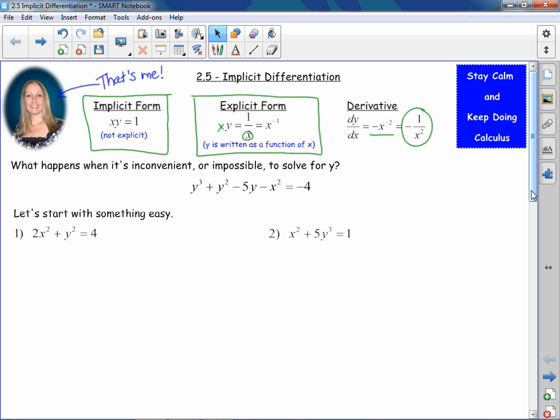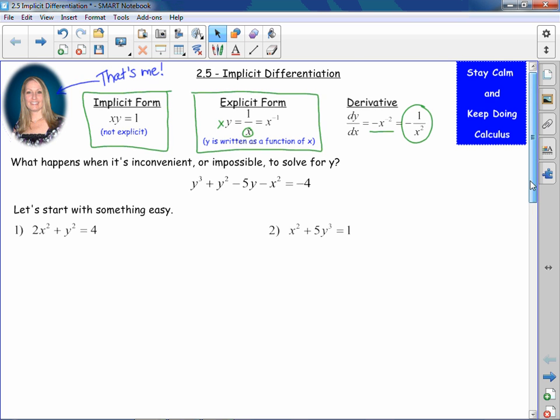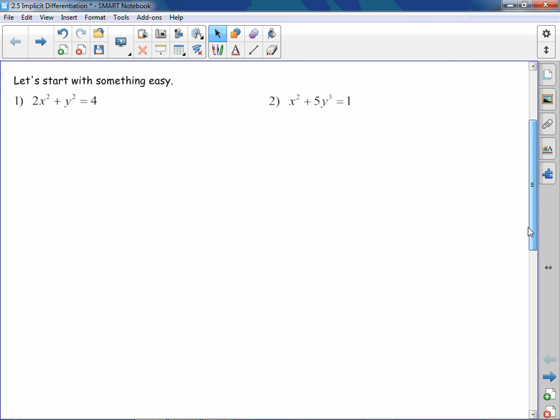Well, what happens when it's inconvenient or impossible to solve for y? Such as y cubed plus y squared minus 5y minus x squared equals negative 4. Well, we're going to start with something that's a little bit easier than that one. I'm going to start with fewer terms. So let's start with number 1. It's 2x squared plus y squared equals 4. Well, taking the derivative of 2x squared is easy. We bring down the 2, we use our power rule, and we get 4x, reduce the power by 1, and we get to the first power.